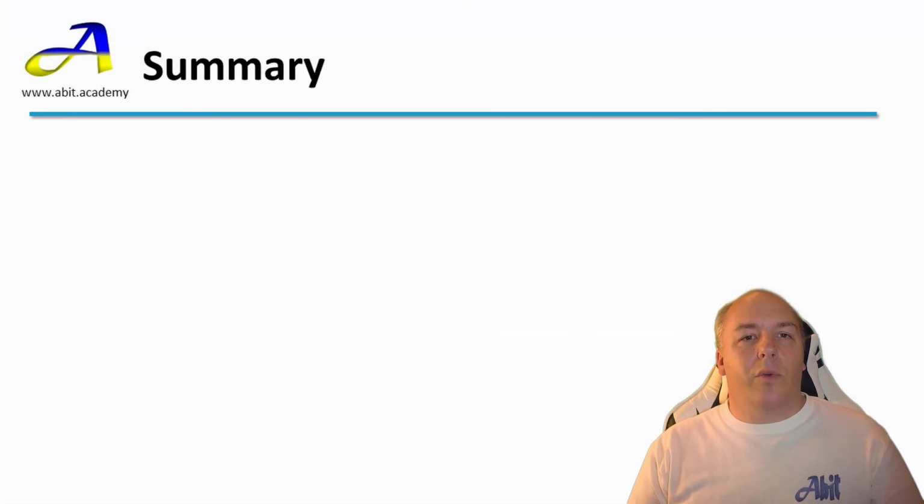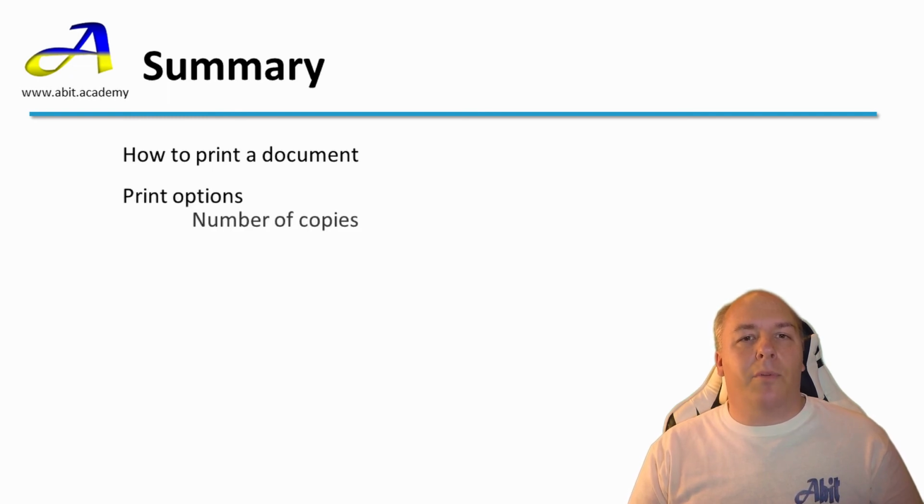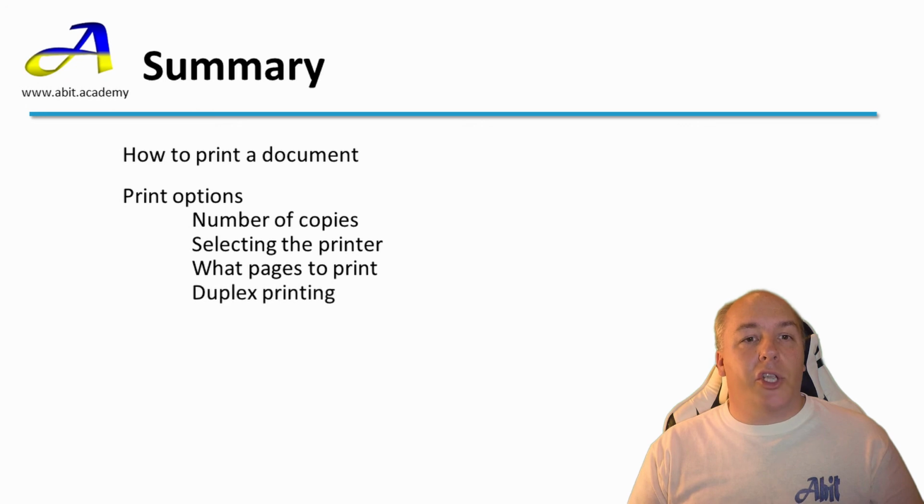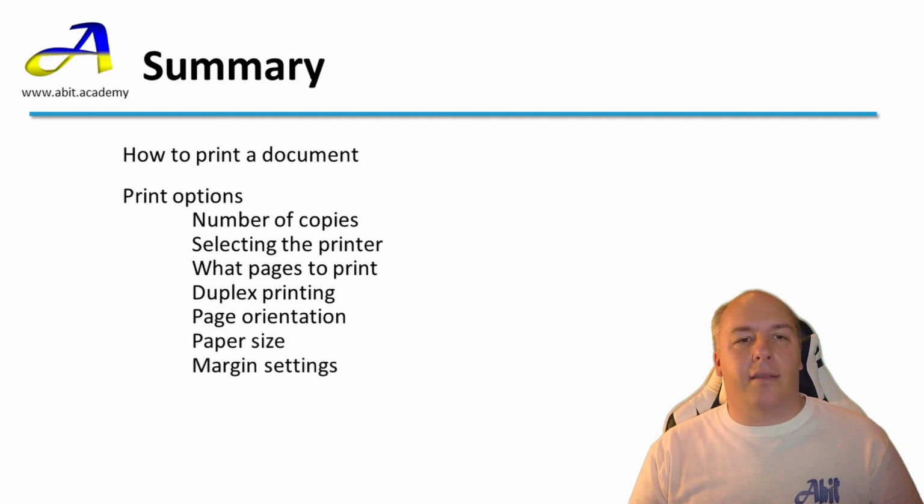In this lesson, we have looked at how to print a document and the options we have when printing, including the number of copies to print, selecting which printer to use, what pages to print, what duplex printing is. Remember, that's printing on both sides of the page. The options have also included page setup, including orientation, page size and margin settings.